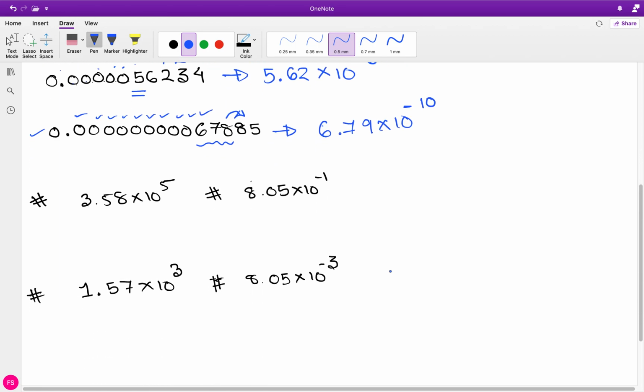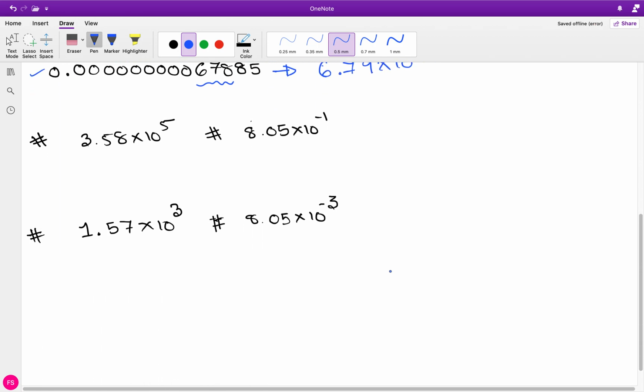Let me scroll down a little bit. Now, let's look at examples where you have to convert standard form to normal form. This is my first question. 3.58 times 10 to the power of 5. That means my decimal point will move to the right. This is a big number.